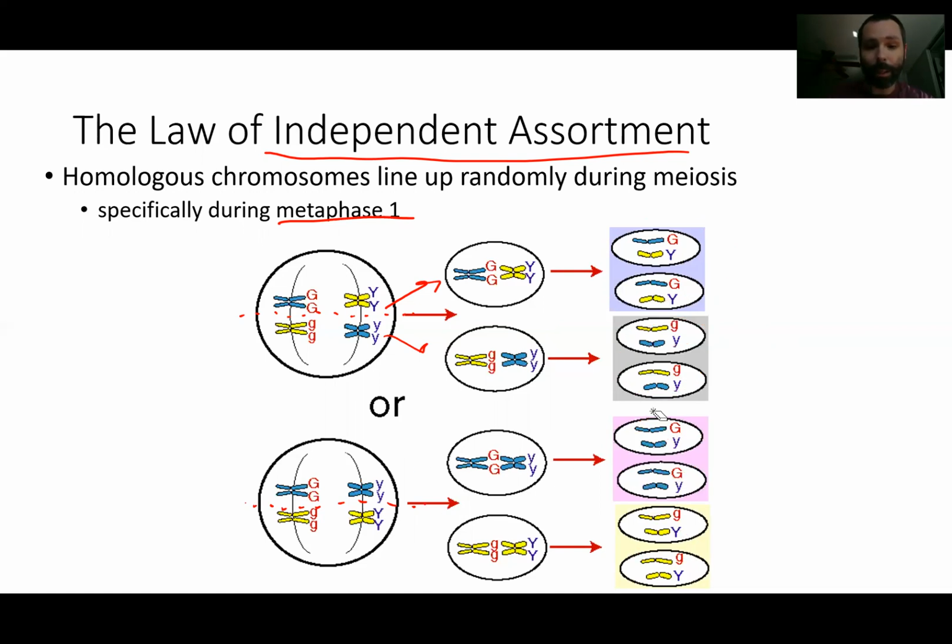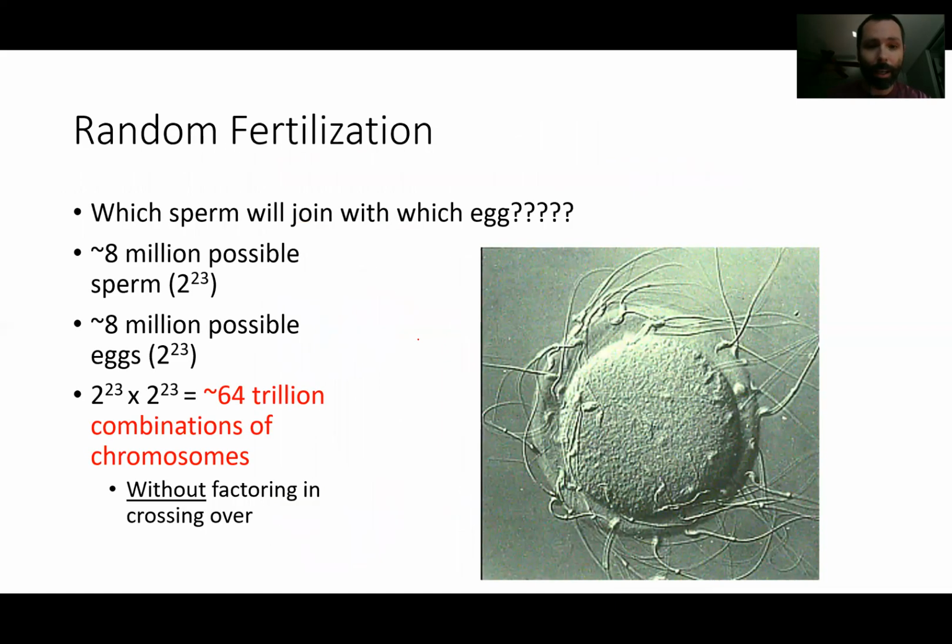And so by lining up independently, this one right here doesn't know what this one is doing. Sometimes they end up together, sometimes they don't. And this is going to shuffle things up and create a lot of randomness. You might remember that makes 8 million possible sperm and eggs in humans.